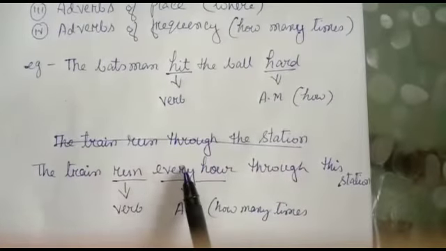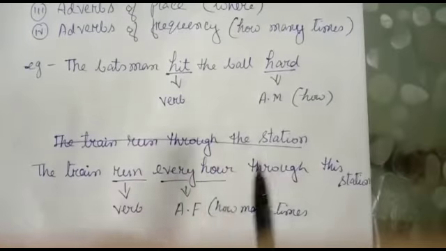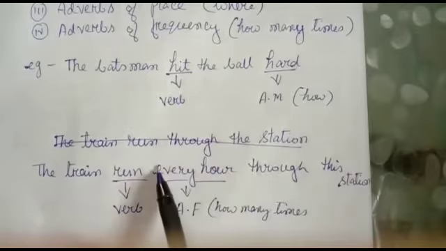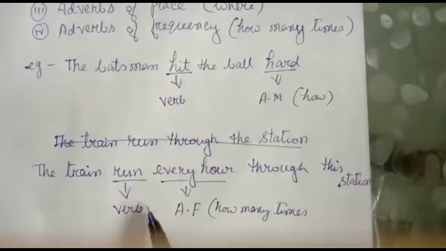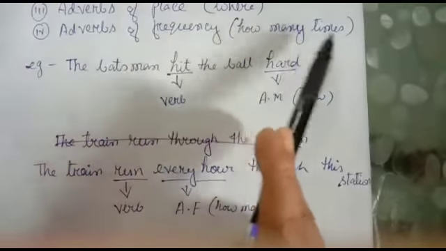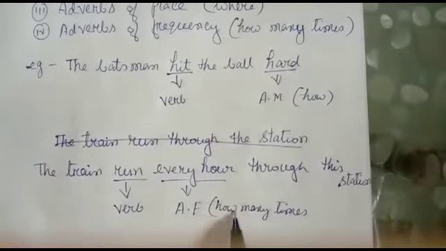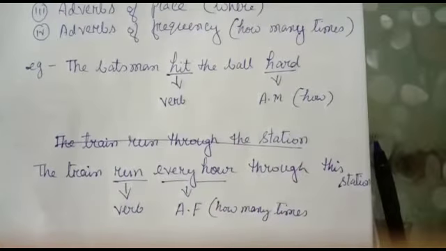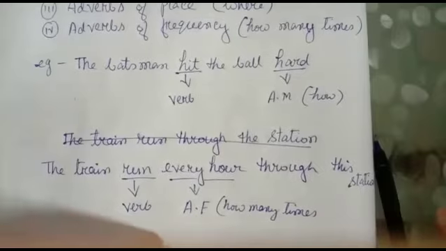Next you see, the train ran every hour through this station. Run is what? Verb. Okay. Every hour means it is adverbs of frequency. You see here, adverbs of frequency means how many times something is done. Every hour. Okay. Every hour is what? Adverbs of frequency. Okay. Have you understand? I hope all of you have understand. So all of you learn the definition nicely.